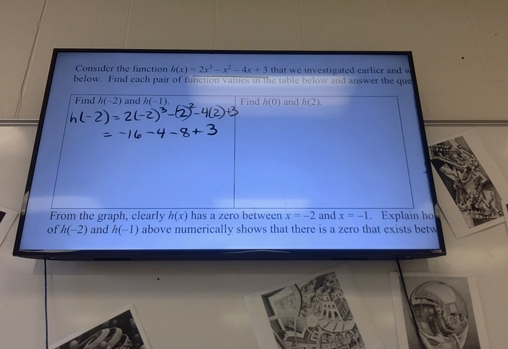Ooh. I'm not too confident in myself. Negative 2 squared. Oh, it's supposed to be negative. Doesn't matter. Oh, there we go. What'd you guys get?